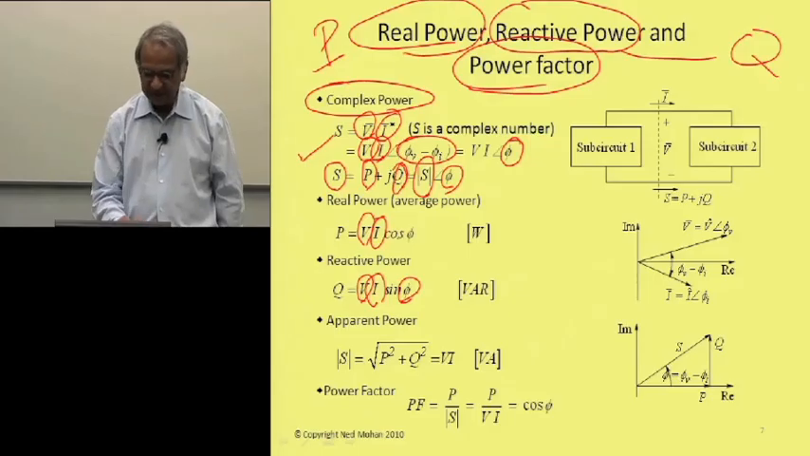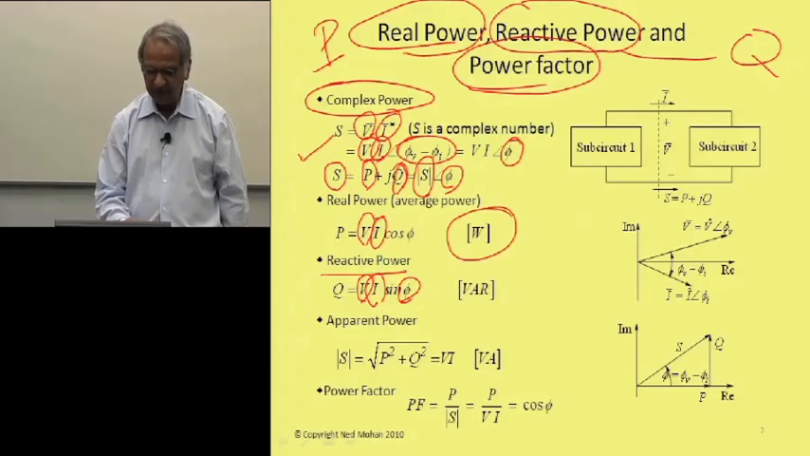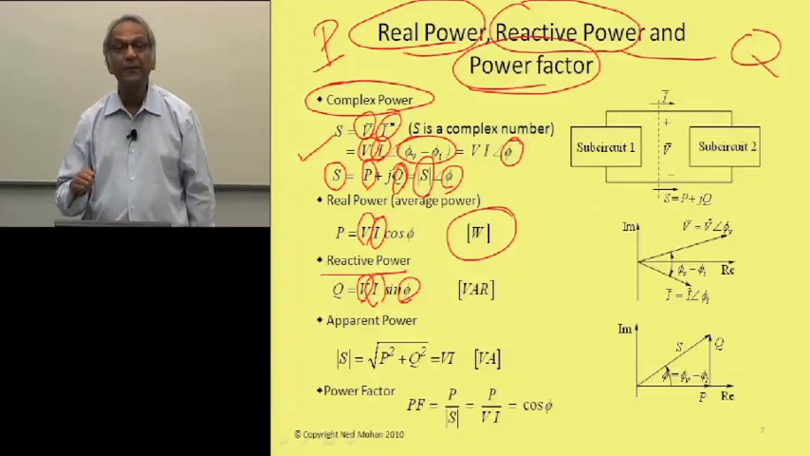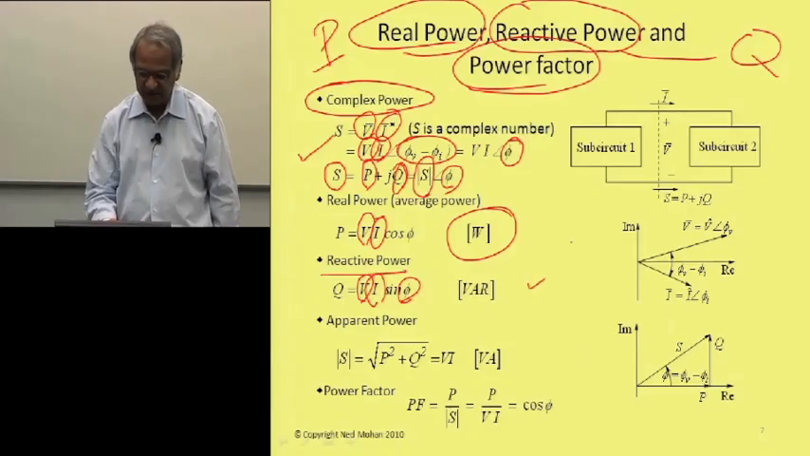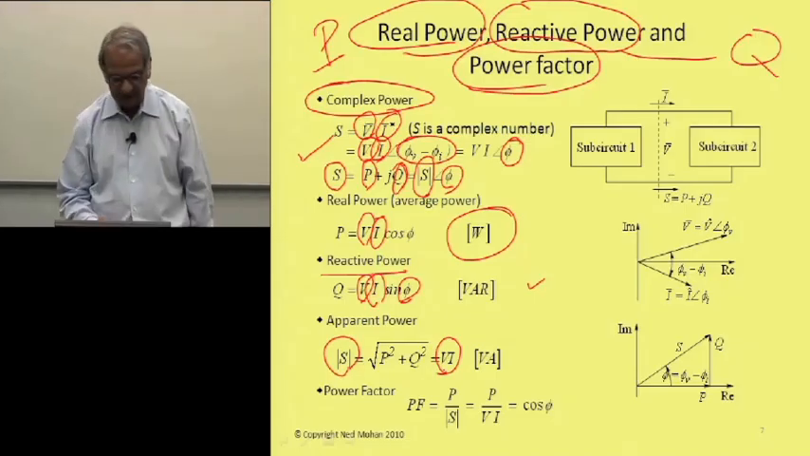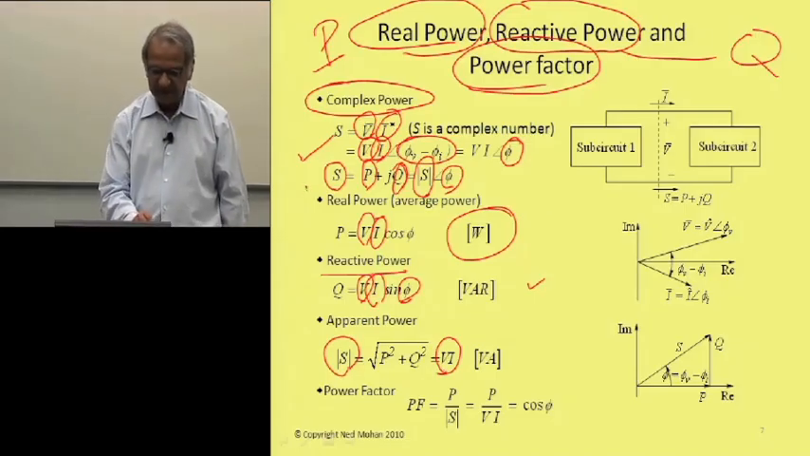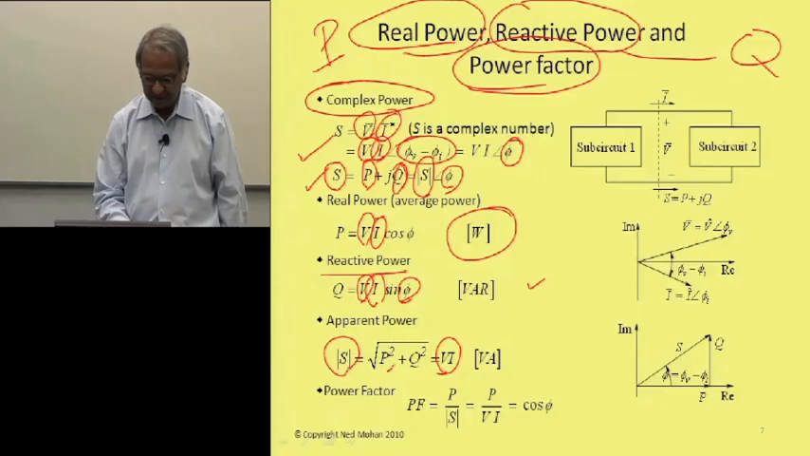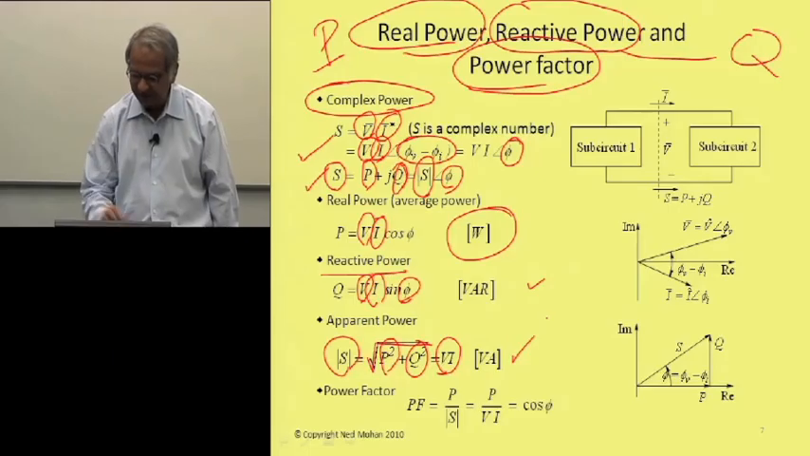The units of real power, of course, would be watts. But for the reactive power, it is volt ampere reactive, VAR. Then we have the apparent power, which is the product of RMS voltage and RMS current. You can see from this complex expression that it would be equal to the square root of P squared plus Q squared. The units are volt amperes.